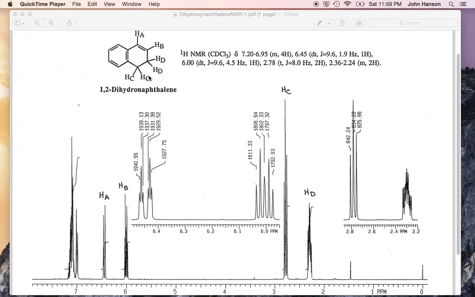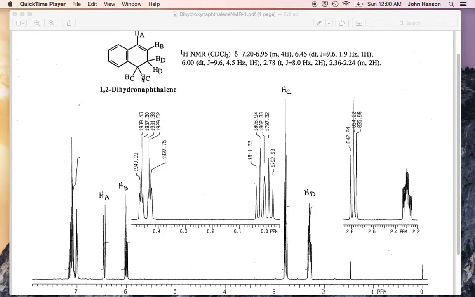But of course HD is not equivalent to HC because HC is next to the aromatic ring and HD is next to this alkene part. So if we want to look at HC and think about its splitting pattern, which is the main point of this little video, we want to count the number of neighbors. Now remember, we don't count this HC as a neighbor because they're equivalent, so they don't split each other.